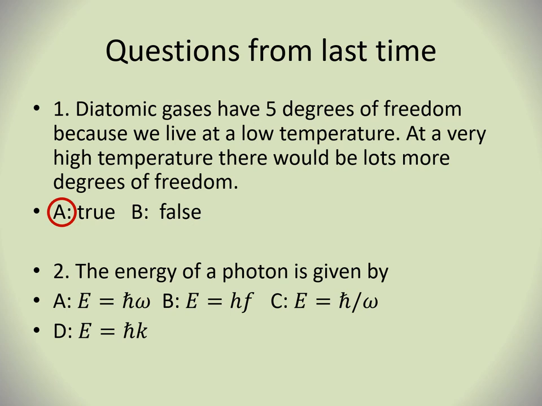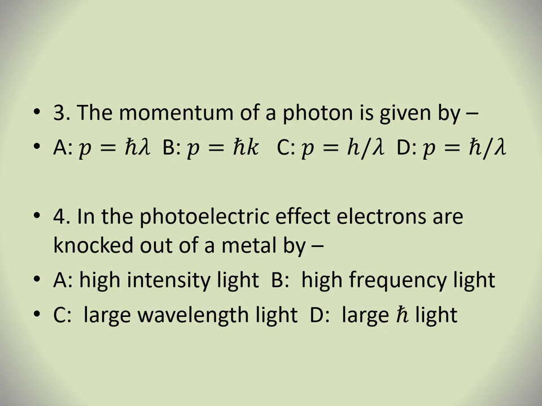The energy of a photon is given by which of these formulas? Yeah, trick question. It's A and B. Both are equally valid. It just depends whether you want to talk about the frequency F in Hertz or the frequency omega in radians per second. The momentum of a photon is given by, okay, same trick question. It's h bar k if you want to talk about wave number, and it's h over lambda if you want to talk about wavelength. In the photoelectric effect, electrons are knocked out of a metal by high frequency light. That's right.